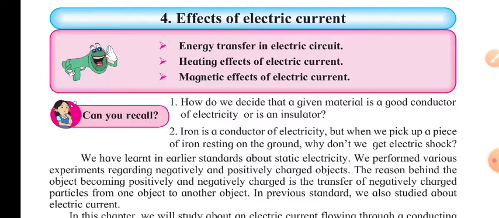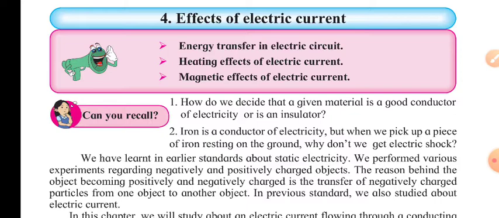In previous standards we have already studied about electric current and the terms related with it. Electric current we measure in the ampere, denoted by the capital letter I. Unit is ampere. We studied about the potential difference which we denote by a capital letter V and unit is volts. Then we studied about the resistance and the resistivity, whose units are ohm and ohm meter respectively. These things we have already studied in previous standards.